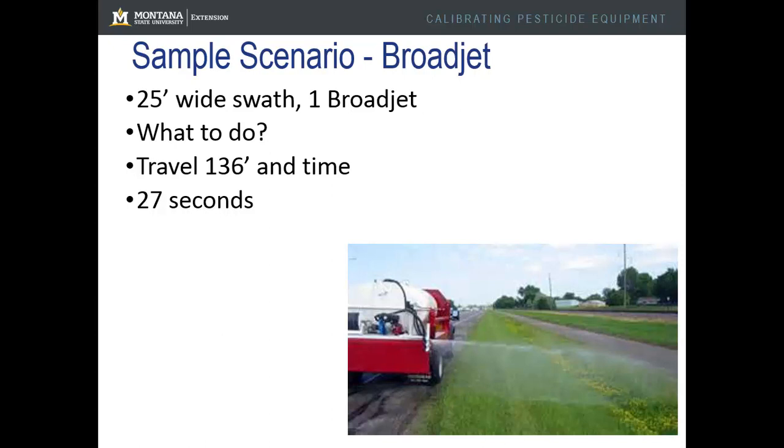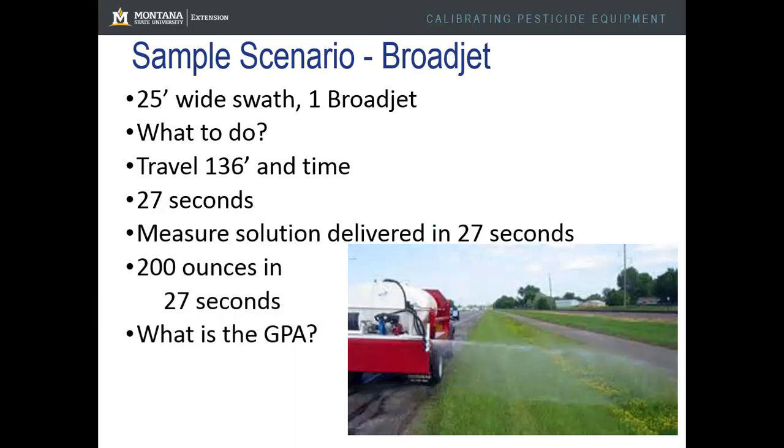You then must drive the course test strip at the gear and RPM you will be using while driving, while timing. You then should repeat this 3 times and obtain an average, which in this case is 27 seconds. What should you do next? You should collect liquid in ounces from the broad jet for the same amount of time it took you to drive the test strip. You collect 200 ounces in 27 seconds.